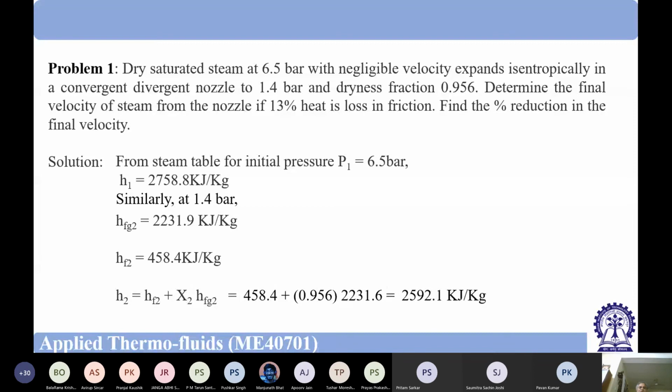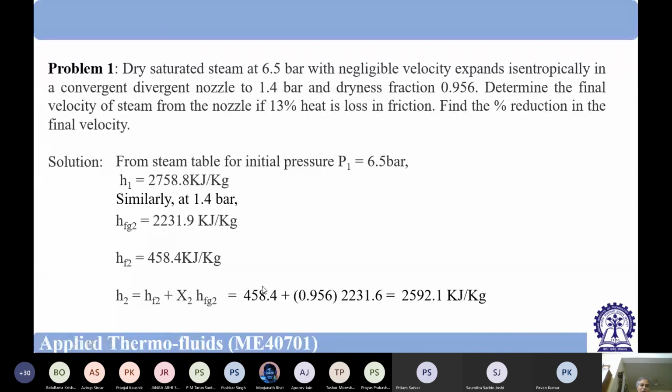So from the steam table we will get the enthalpy values. H1 we will get, which is saturated or superheated. And then at 1.4 bar, this is HFG2, this is HF2, and the X value we can find out. H2 is equal to this one.